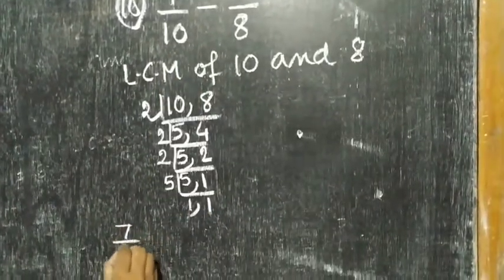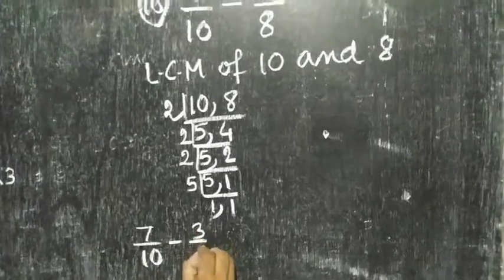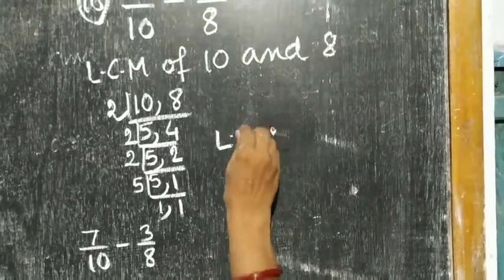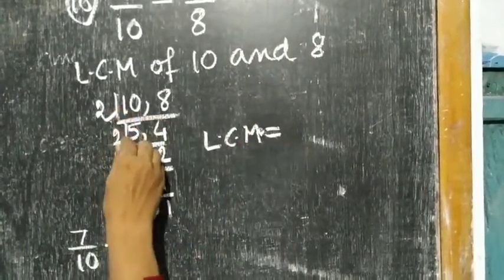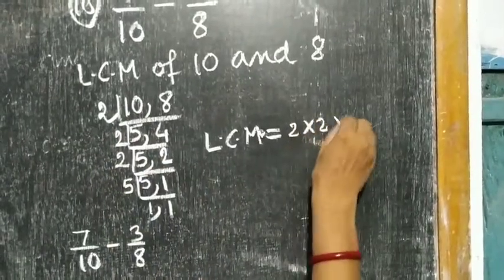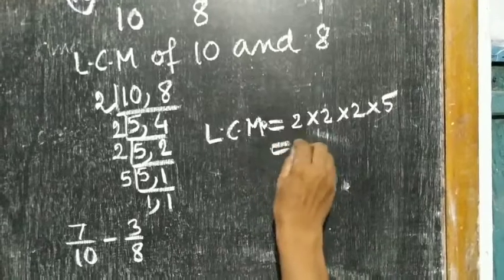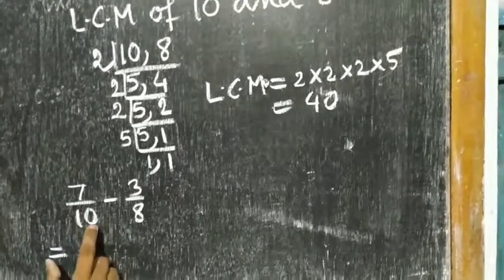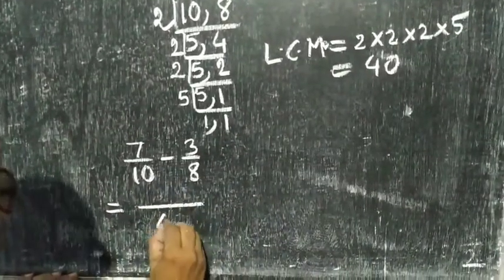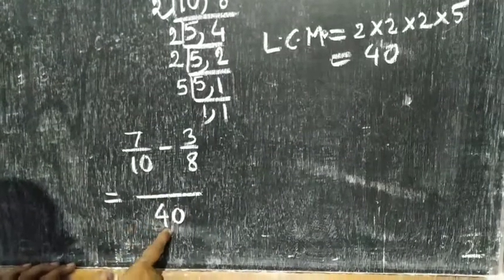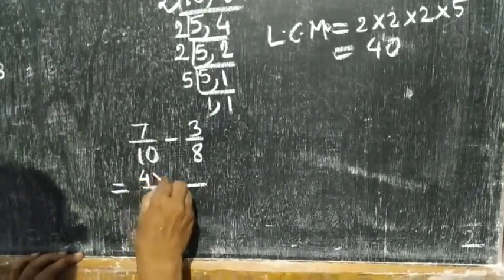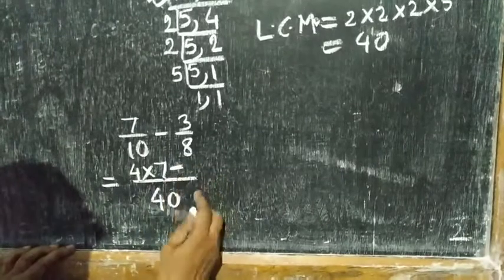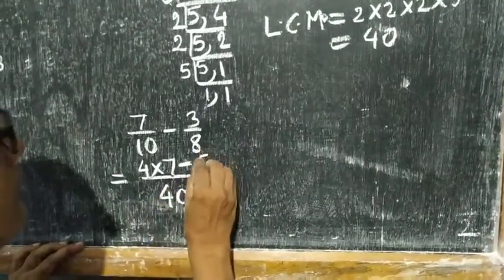Now you write the sum 7 by 10 minus 3 by 8. So first you find out the LCM. So LCM equals 2 into 2 into 2 into 5. So 2 fours are 4, 4 twos are 8, 8 fives are 40. Now children, what is the LCM of 10 and 8? 40. So write in the denominator 40. Now 40 divided by 10, that is 4, into the numerator 7, minus 40 divided by 8, 5, into the numerator 3.